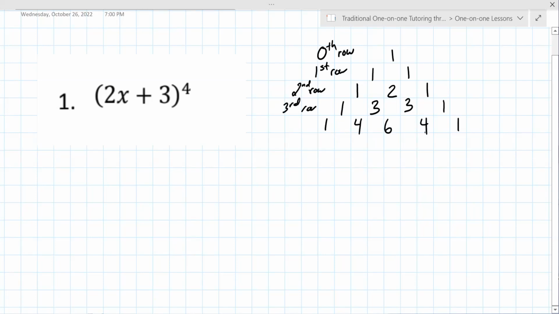So the reasonable question to say is, hey, Matthew, do I need to memorize this? The answer is no, you should be able to build it. You don't want to try and memorize it on the test.